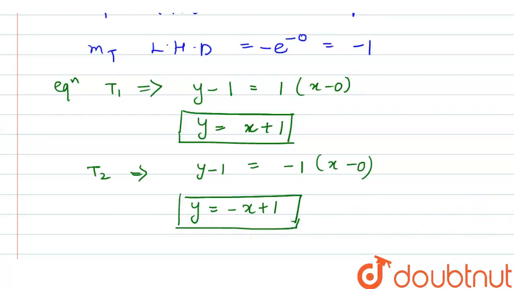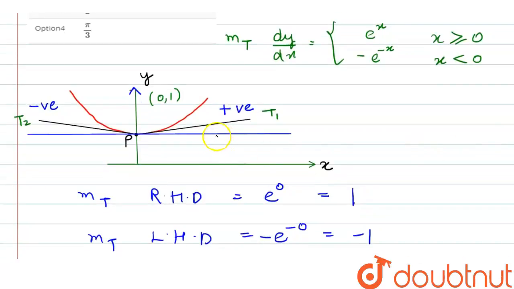Now if we look at this graph, this tangent is making an angle of 45 degrees, and similarly this angle makes minus 45 degrees. If we measure this angle from the positive side, then this angle will be 135 degrees. So here we can see that both the tangents are perpendicular to each other.